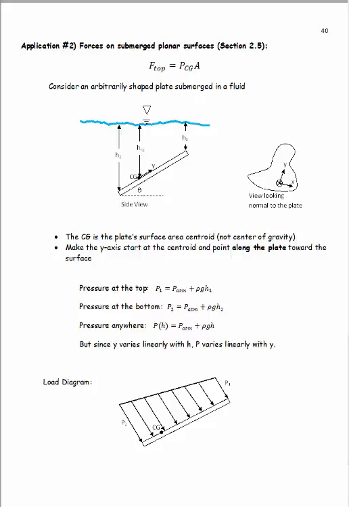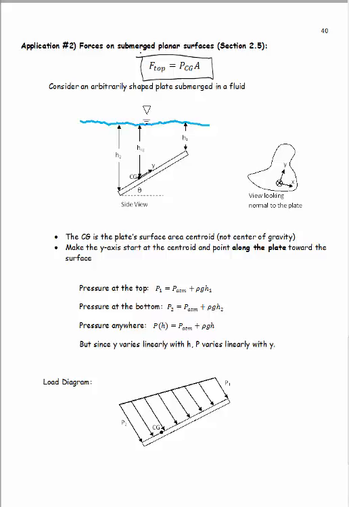Okay, so it turns out that if you have some flat surface at some angle, you can still use force equals pressure times area, but the pressure you have to use is the pressure at the centroid of that surface, and we call it the center of gravity. Centroid and center of gravity are the same if it happens to be a surface that has the same thickness. So for whatever reason, we use CG for center of gravity, which really means the centroid.